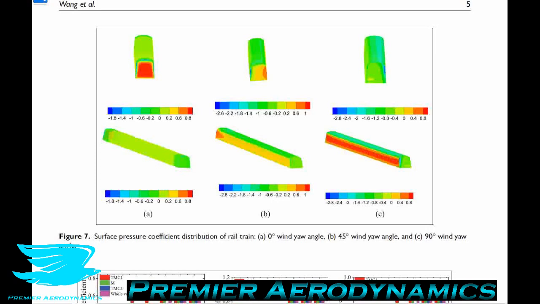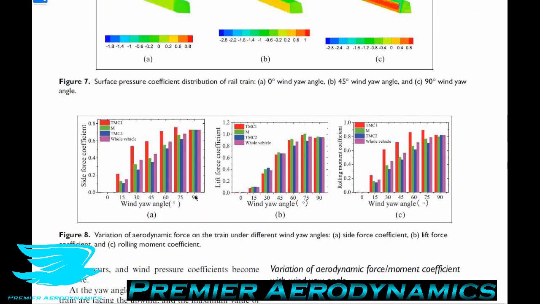So let's go down to figure 8, where we see the variations in the aerodynamic force on the train under different wind yaw angles. This is on the effects of the lift and side force and rolling moment coefficients.